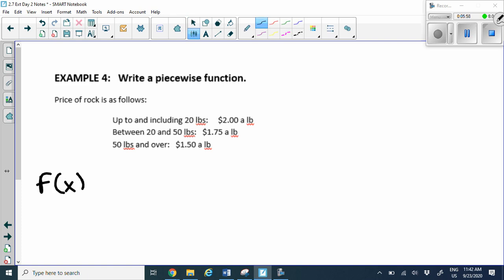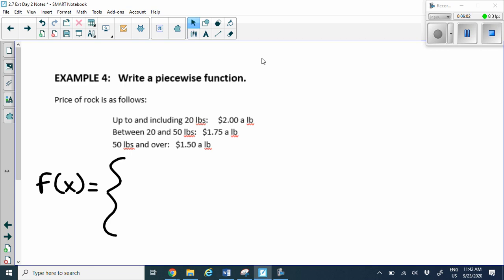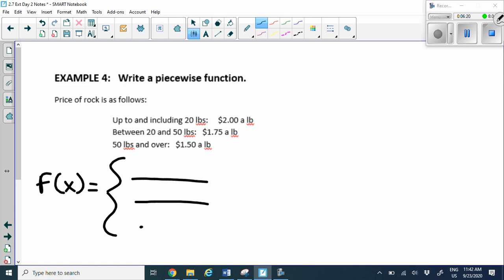So once again, I'm going to do f of x equals, squiggly bracket, boom. Okay, so the price of rock is as follows. Up to and including 20 pounds, that's $2 a pound. Between 20 and 50, that's $1.75 a pound. And 50 pounds and over is $1.50. Okay, once again, I see 3 lines, so that means I'm going to have 3 equations and then restrictions with it.